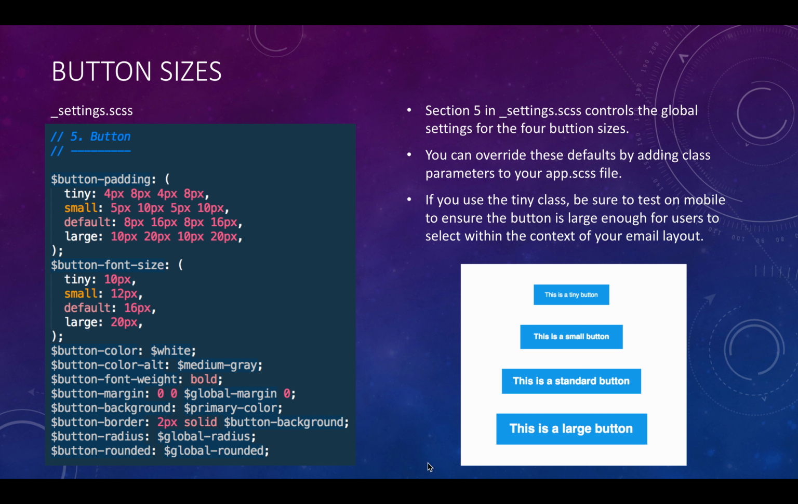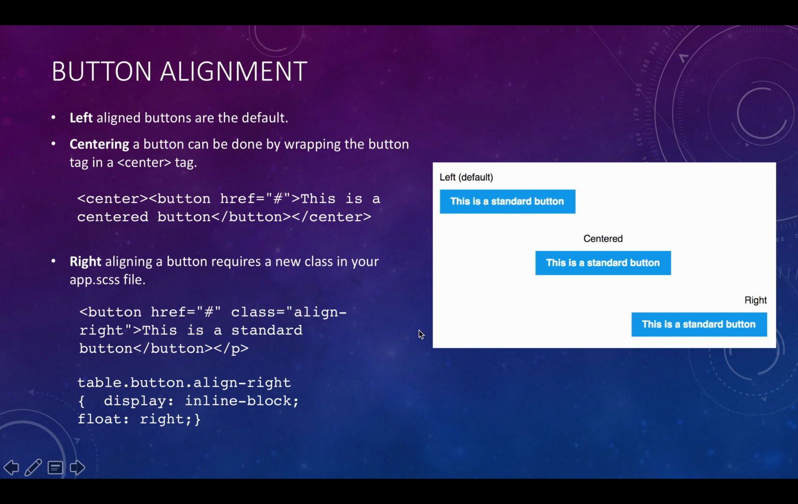All right, let's head on over to button alignment. And alignment's always kind of a challenge. It depends, obviously, on the email client you're using, but oftentimes you'll find alignments to be one of the more challenging things to try to get working properly. Left aligned buttons are the default. So if you leave everything out, just put in a basic button tag with an href, that's what you're going to get. It's a left aligned button.